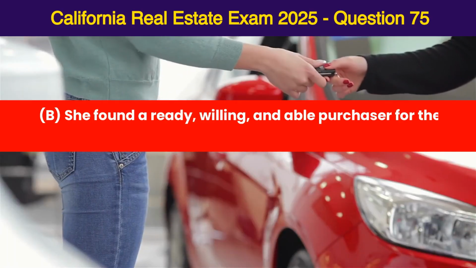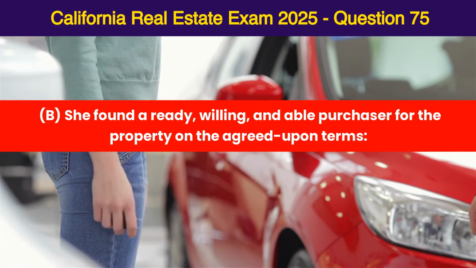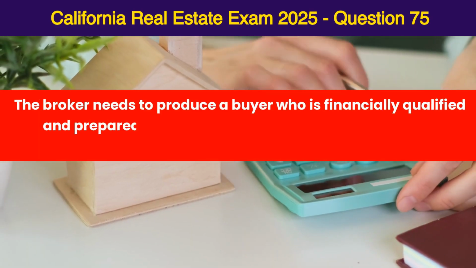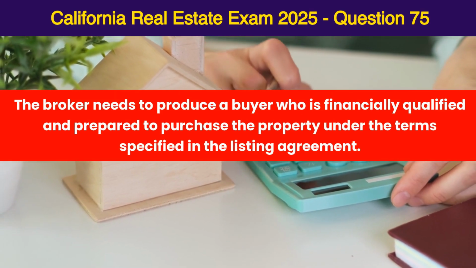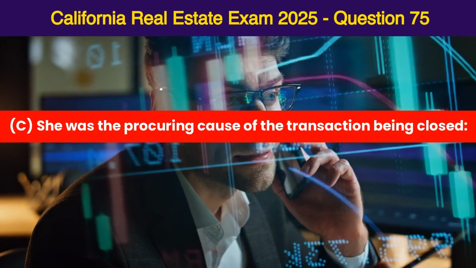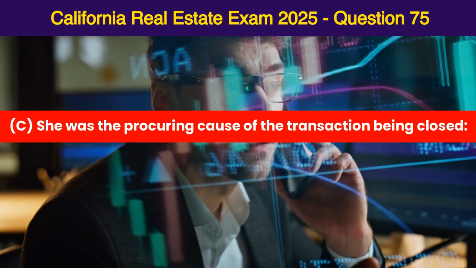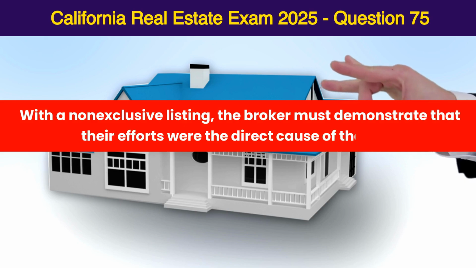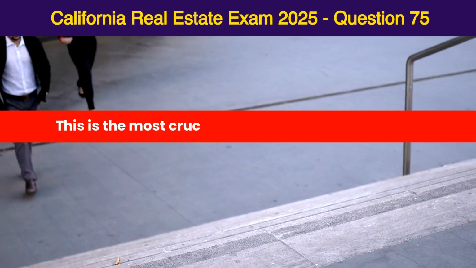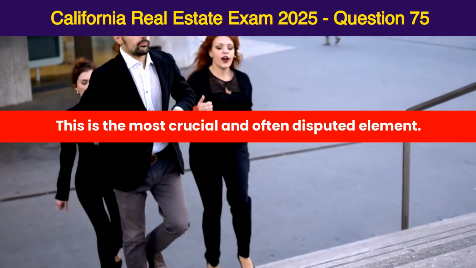B. She found a ready, willing, and able purchaser for the property on the agreed-upon terms. The broker needs to produce a buyer who is financially qualified and prepared to purchase the property under the terms specified in the listing agreement. C. She was the procuring cause of the transaction being closed. With a non-exclusive listing, the broker must demonstrate that their efforts were the direct cause of the sale. This is the most crucial and often disputed element.